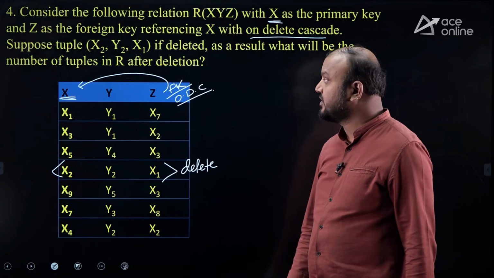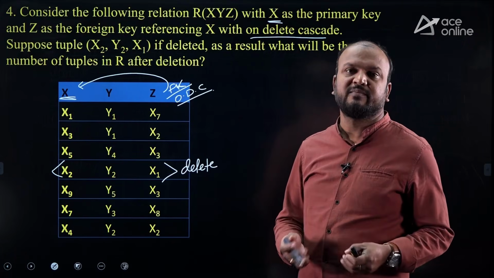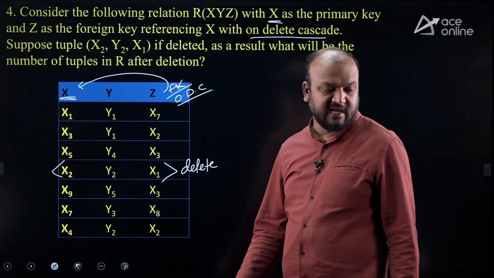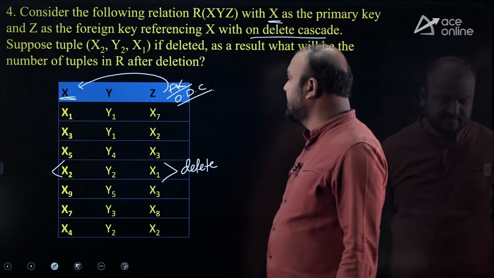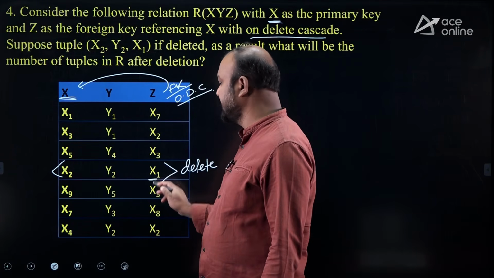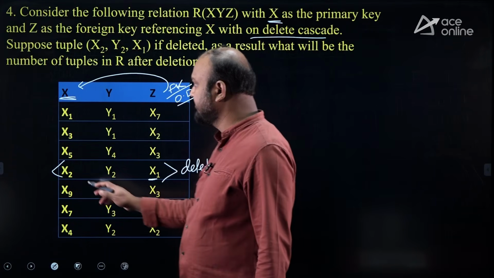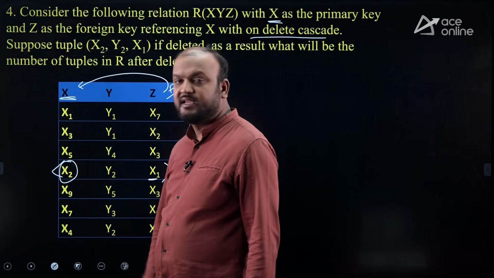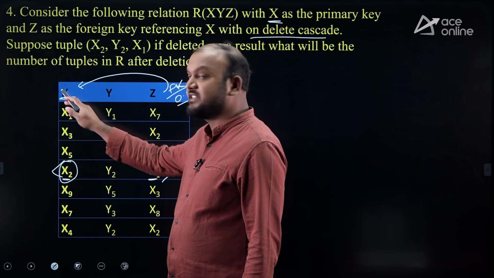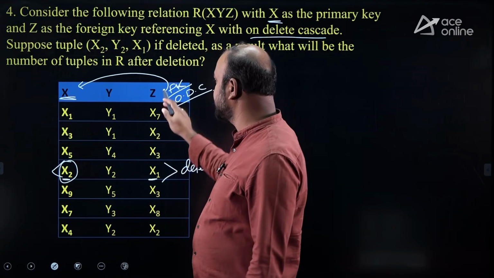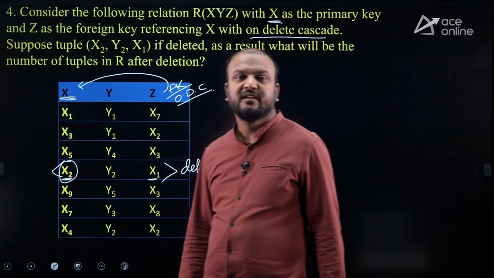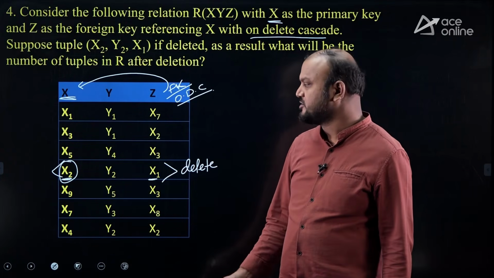Okay, the question is what will be the number of tuples in R after deletion? Means after deletion, how many tuples are there in R, right? Look at, if this is deleted, what happens? Deleting from the foreign key will not cause any problem. Deleting from the primary key will cause a problem. Because on delete cascade means whenever you delete from the parent, with respect to x I can call it the parent, with respect to z I can call it the child. Whenever a tuple is deleted from the parent, the corresponding tuple in the child will also be deleted.